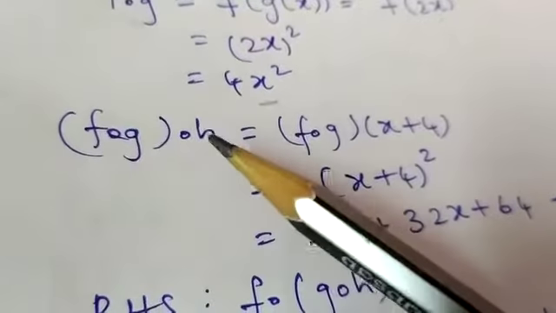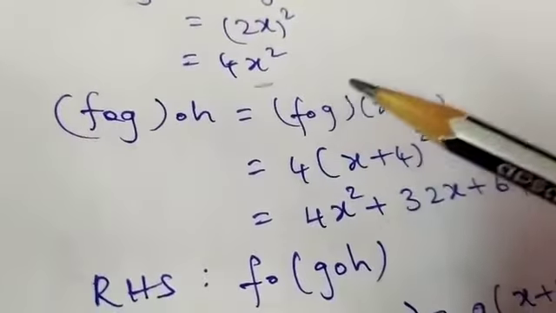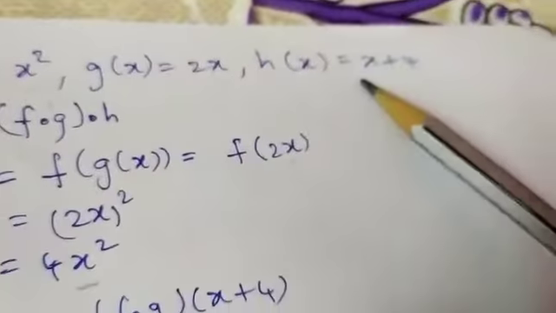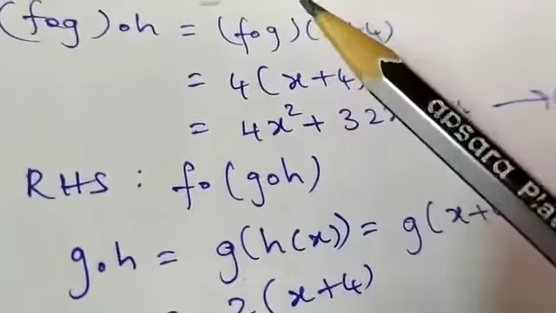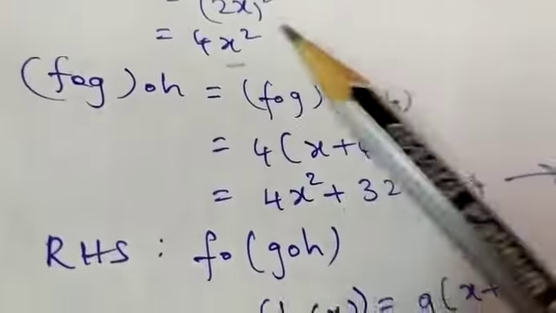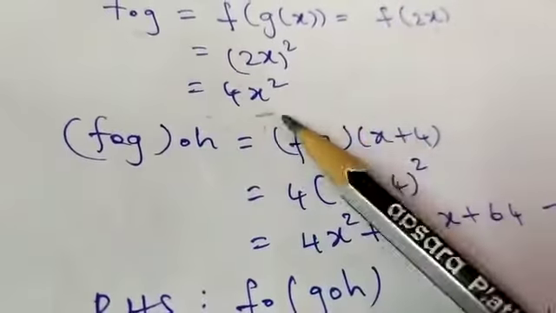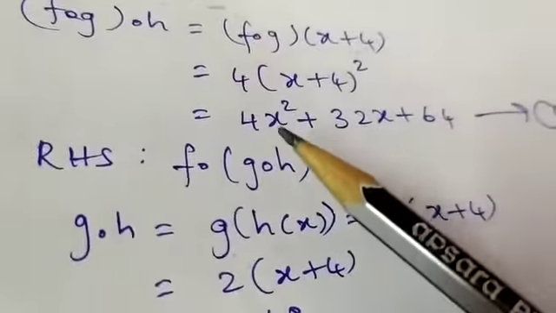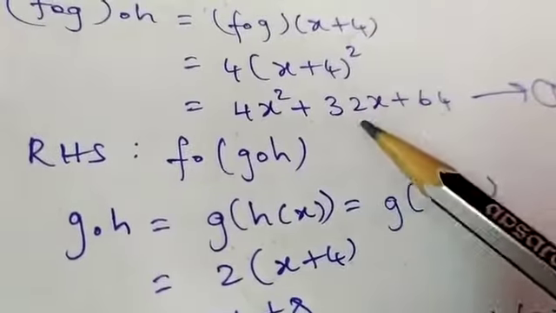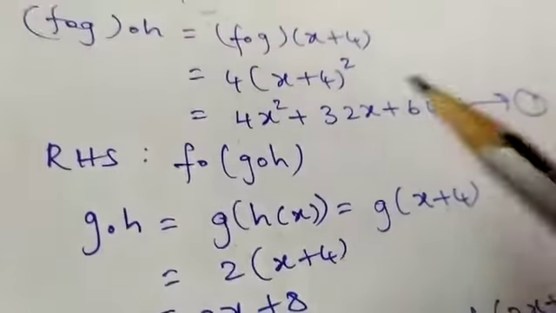Then I'll multiply it with dash h, that is f dash g into h. So h of x value is x plus 4, and I'll put this x plus 4 in the place of x in f dash g, that is 4x square. I'll put this here, then it will become 4 into x plus 4 whole square. So my final answer is 4x square plus 32x plus 64. This is my first equation.